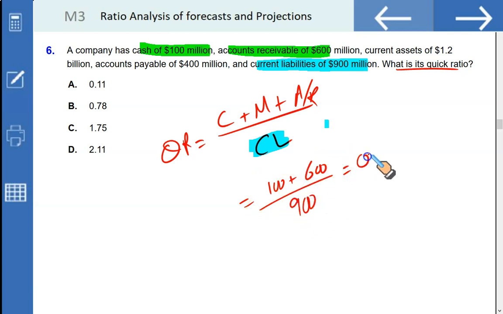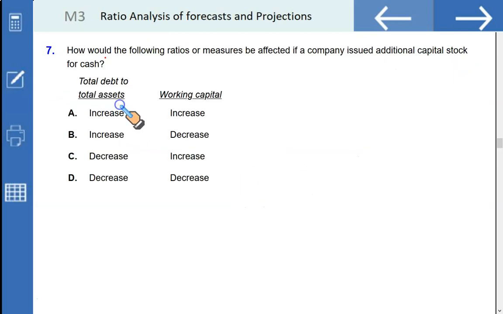If you simplify this, 0.78. B. How would the following ratios or measures be affected if the company issued additional capital stock for cash?